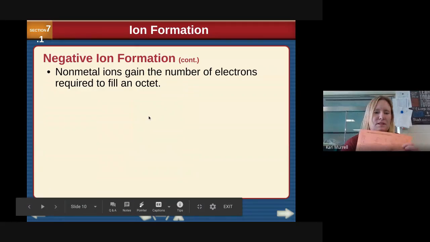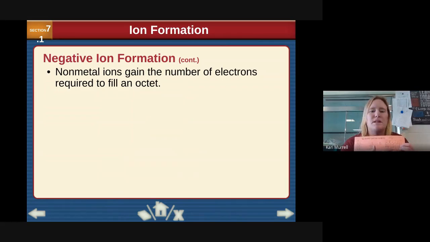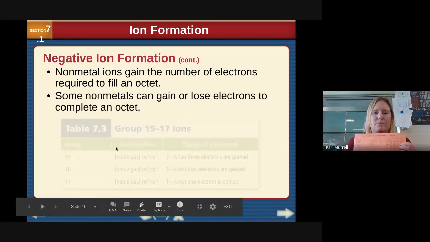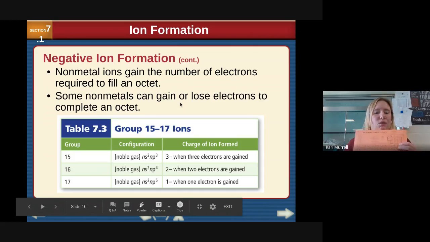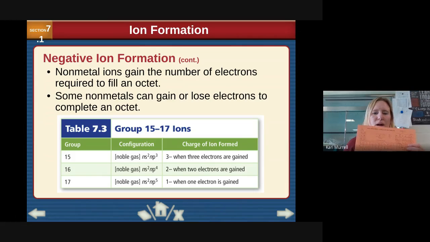So nonmetals, that's the right side of the periodic table, and they like to gain electrons in order to fulfill that 8. So when you're like chlorine or fluorine and you have 7 valence electrons and the goal is to get to 8, it completely makes sense just to gain 1 electron versus to try and get rid of 7. So it's finding that balance. Again, if you have 7 valence electrons, it makes sense to get 1, and that's exactly what we see the halogens do. Some nonmetals can gain or lose electrons, but for the most part, we will see them just gaining electrons to become a complete octet.